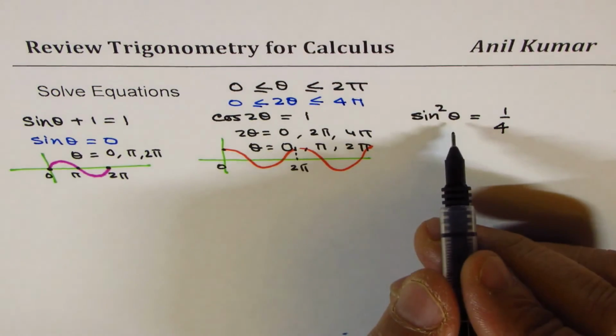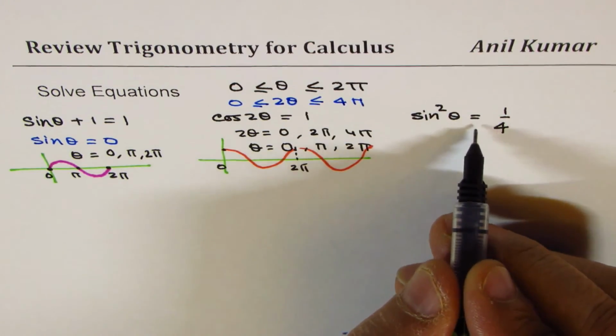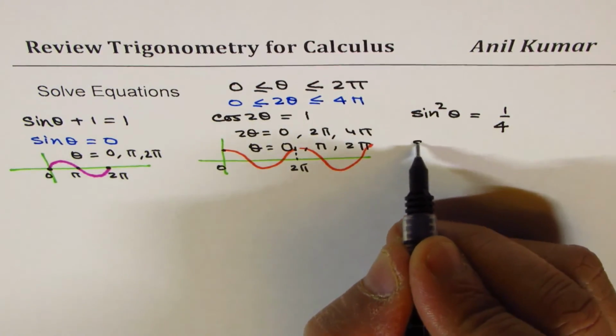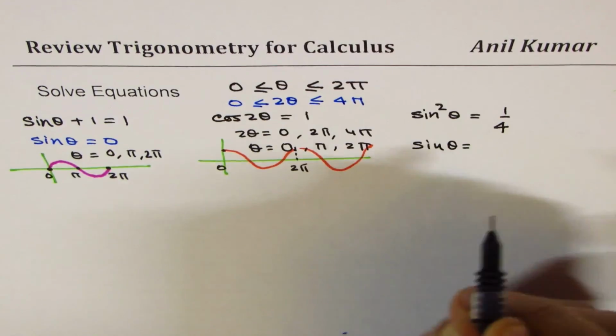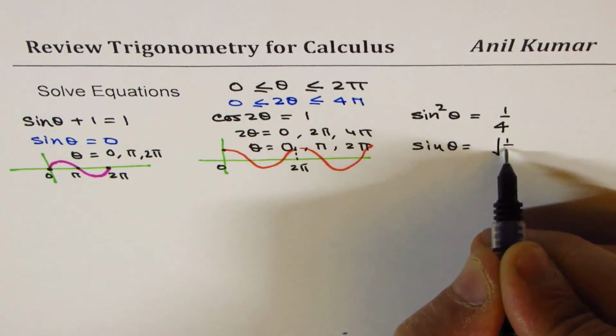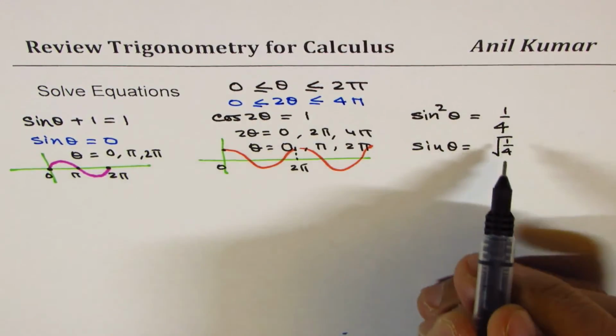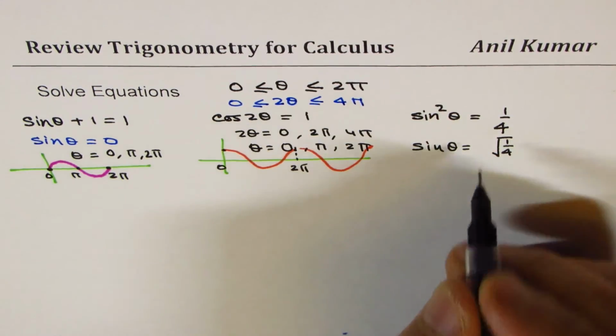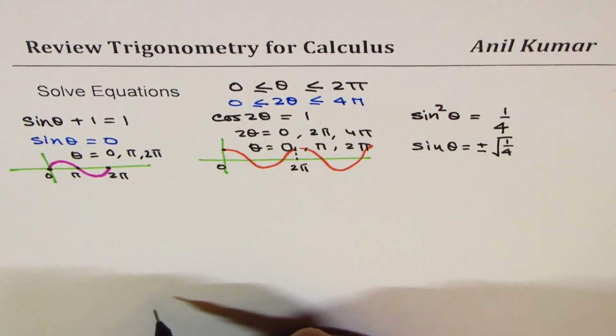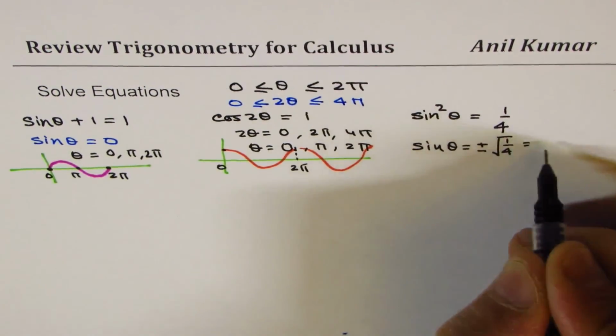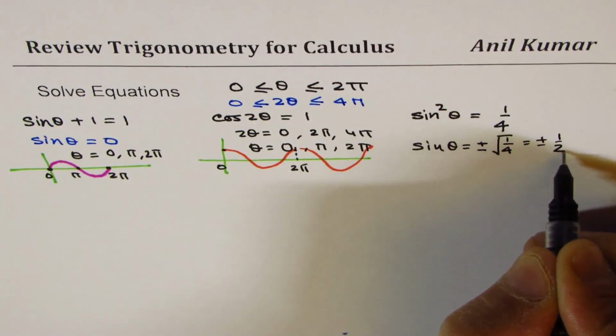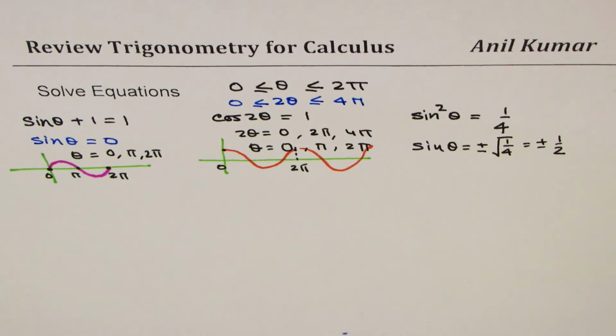The third equation here is sine square theta equals 1 over 4. So you can write sine theta as equal to the square root of 1 over 4. Whenever you do a square root, you should take both plus and minus into consideration. And so we get plus minus half as our result.